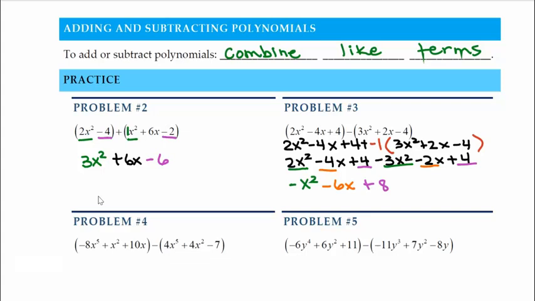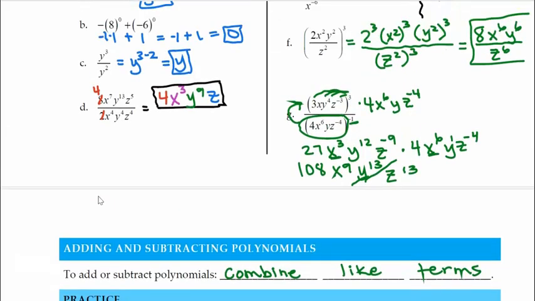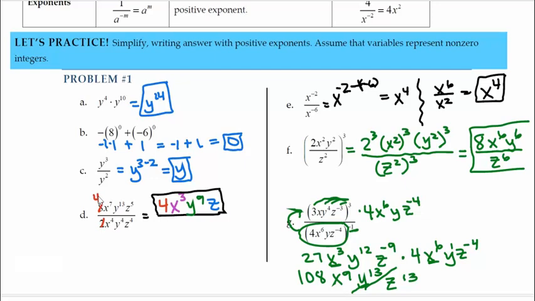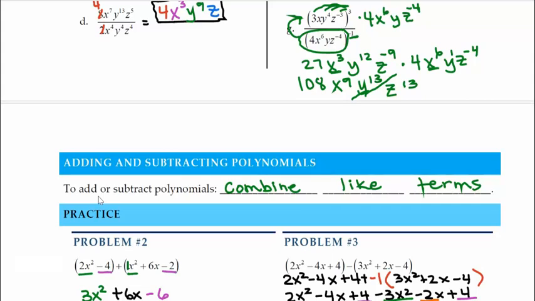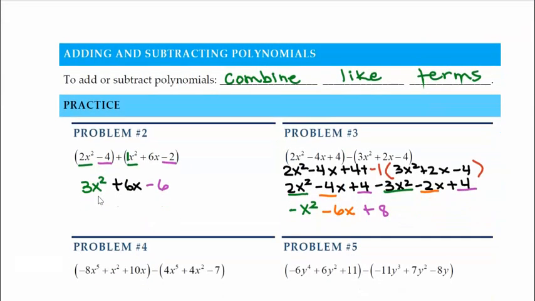Okay, any questions so far on what we're doing? I meant to ask you at the end of the properties of exponents, is there something up there that you had a question on, or about combining like terms?